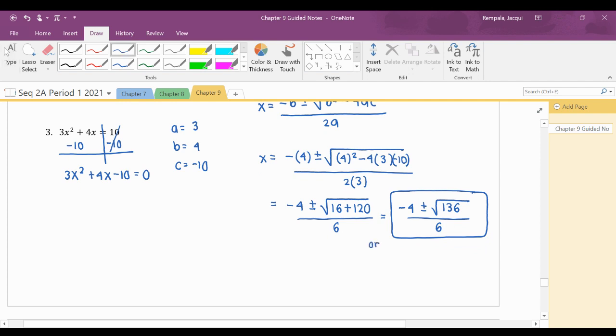Or if you do have a calculator that will simplify for you, you should see in the calculator 2 and then the square root of 34. So we'll want that on the top, and it's still all over 6. Either one of those answers I would accept as your final answer.